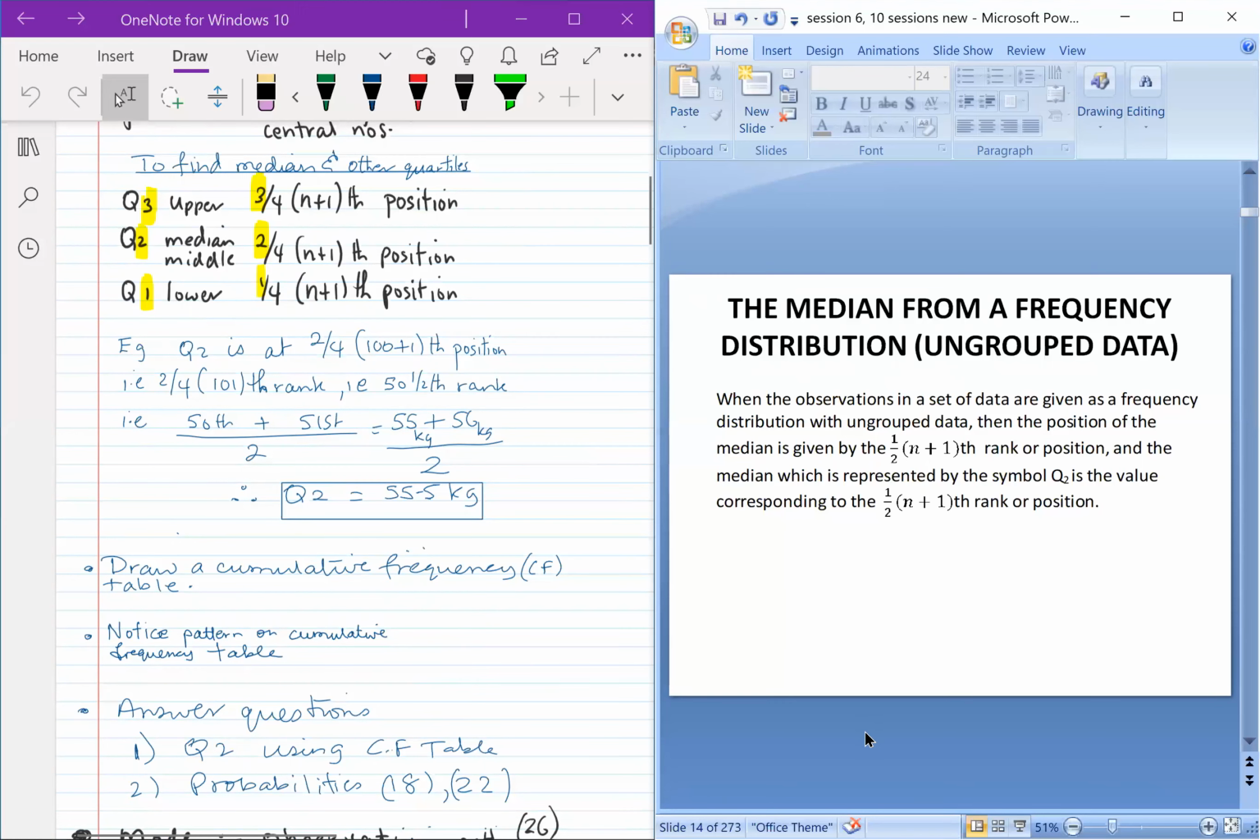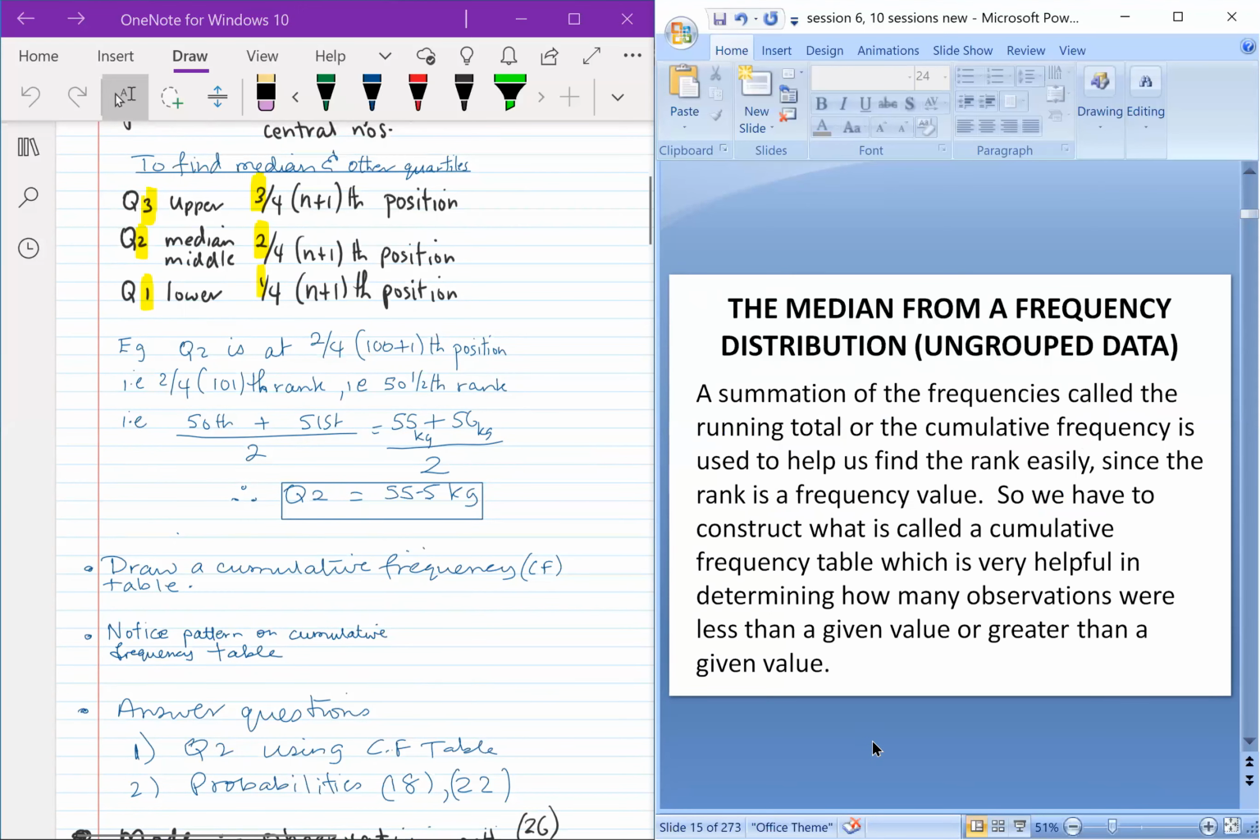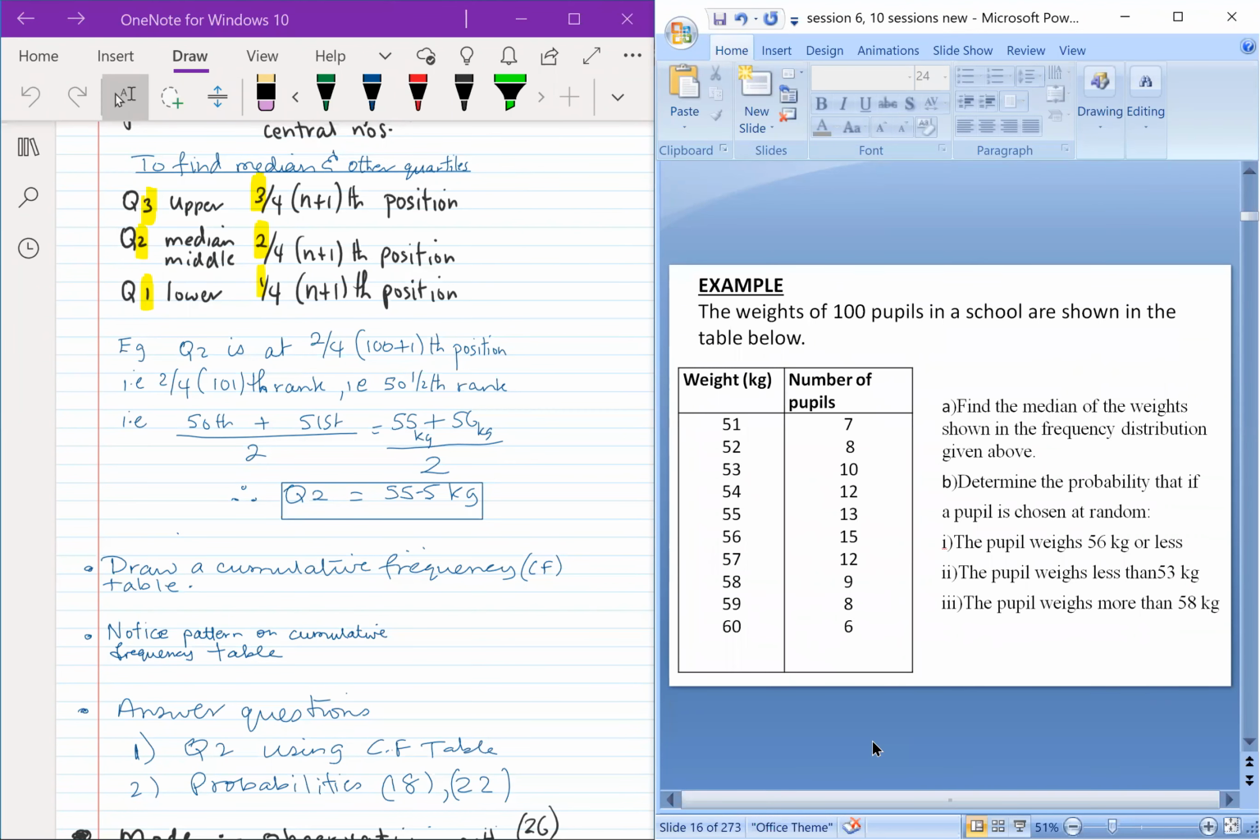All right. So we're going to learn about something very soon called cumulative frequency.